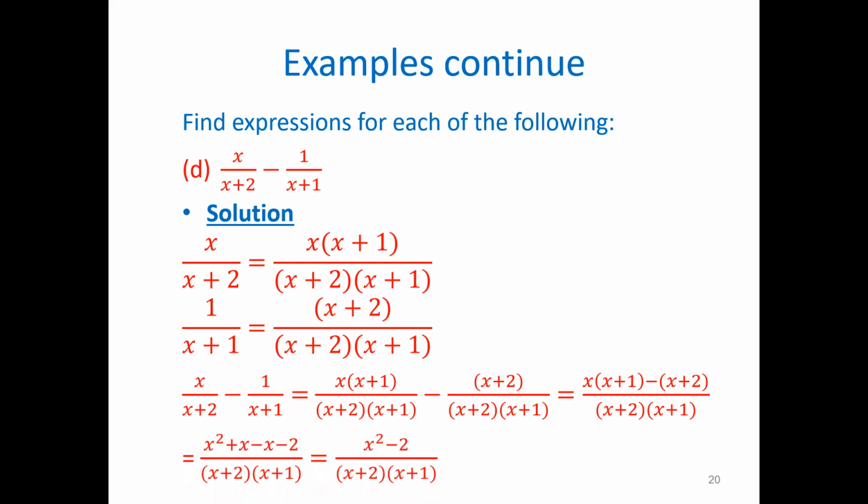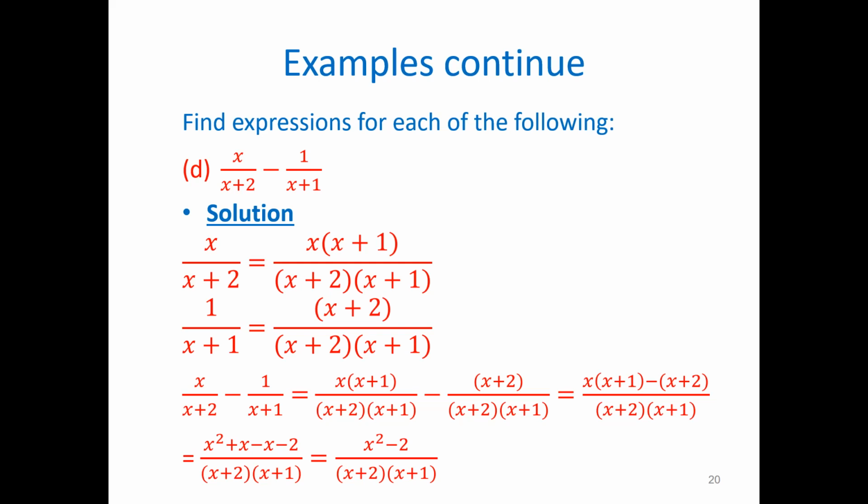So multiply out the first bracket. x times x is x squared. x times 1 is x, so plus x. Here there is a minus in front of the bracket. We said if there's a minus sign in front of the bracket, this minus sign will change the signs of all terms inside the bracket. So the sign of x becomes minus, and the sign of 2 becomes minus. So we expanded all these brackets in the numerator. Leave the brackets in the denominator as they are.